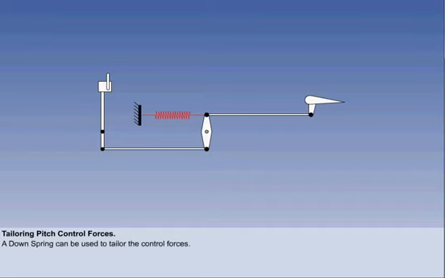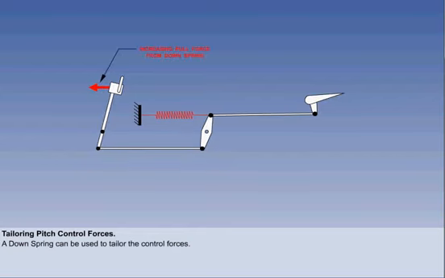The first device that can be used to tailor the control forces is the downspring. The downspring is used to increase the airspeed stick force stability. The downspring consists of a preloaded spring attached to the control system that tends to rotate the elevator down. The effect is to contribute an increment of pull force independent of control deflection or airspeed.